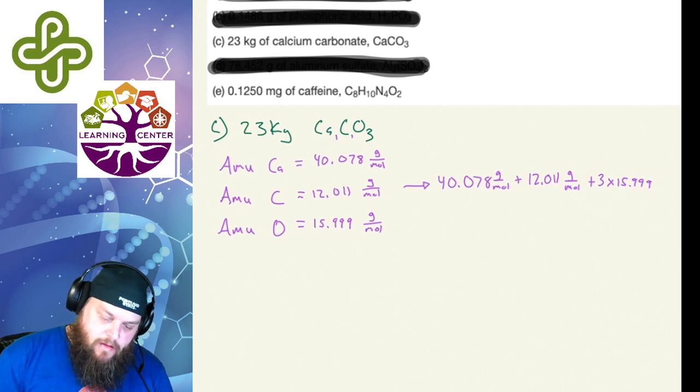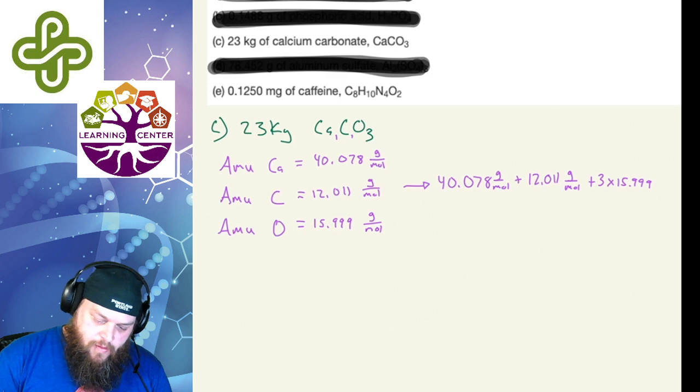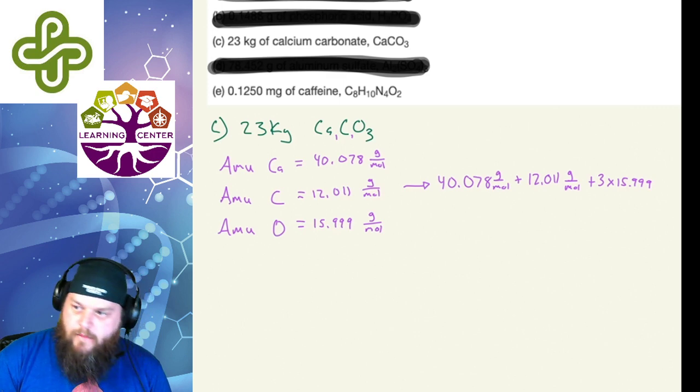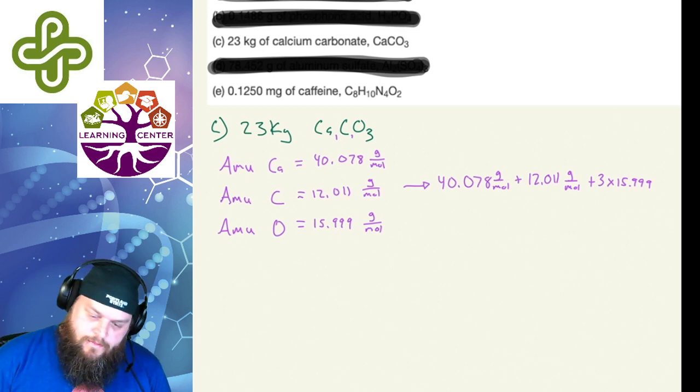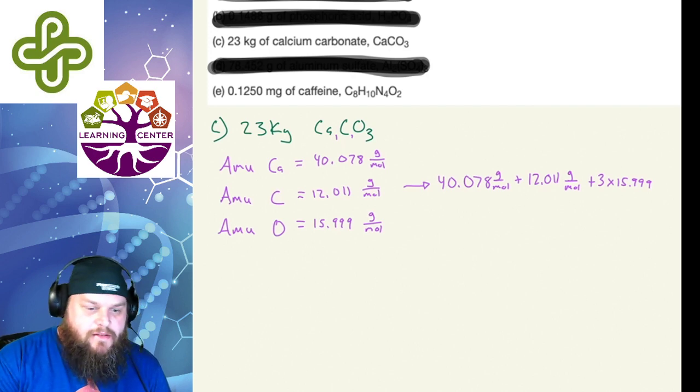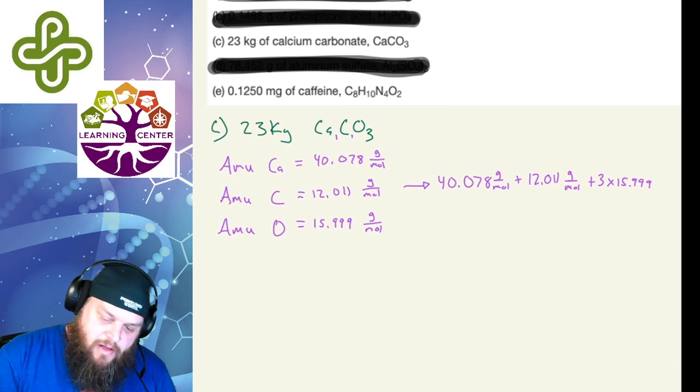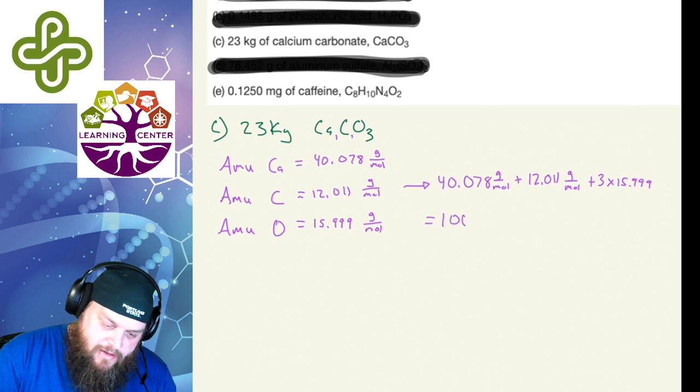Slide that over here and let's plug it in. 40.078 plus 12.011 plus 3 times 15.999. Let's see what that equals. That's 1.00086, oh, to the 2. So that's 100.086 grams per mole. Forgot I had scientific notation.